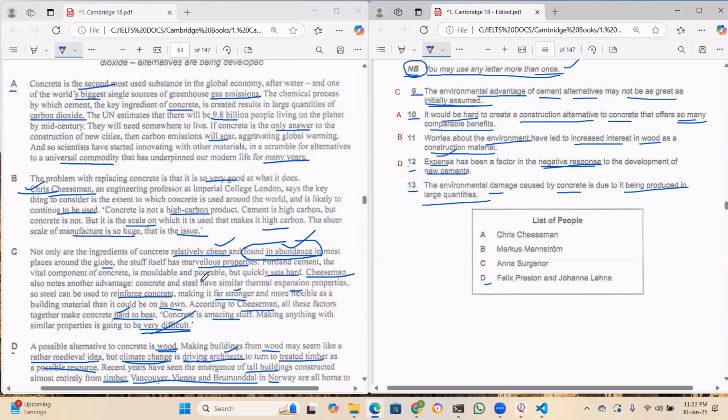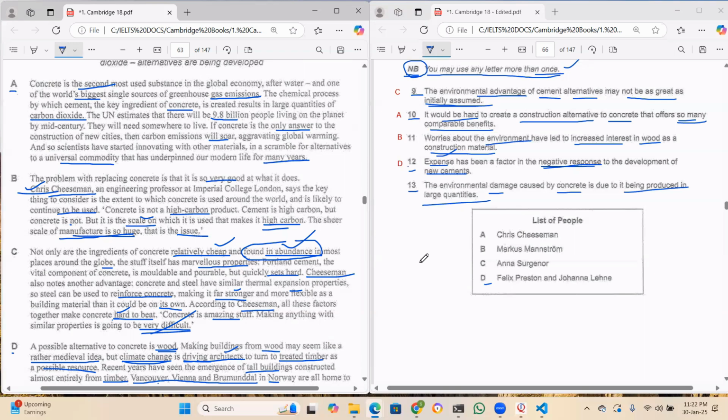Let's go to this guy, paragraph B. So concrete is not a high carbon product, cement is high carbon. Okay, but concrete is not. But it is the scale on which it is used that makes it high carbon. Scale means huge scale. The sheer scale of manufacture is so huge, that is the issue. Scale of manufacture is very huge, being produced in large quantities.